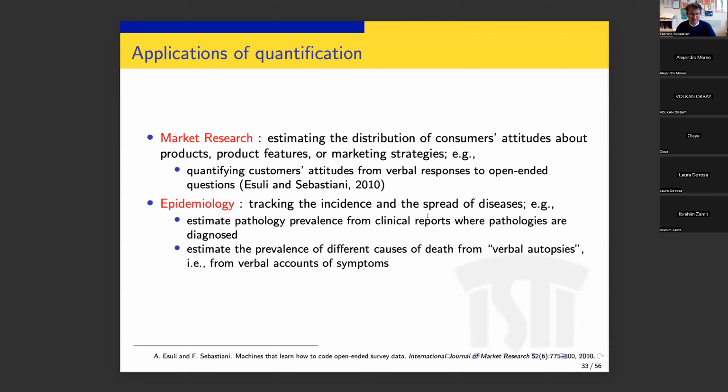Epidemiology, again, as I said, epidemiologists are the only type of medical personnel who are not interested in the individual patients. They want to track the incidence and the spread of diseases, say estimate pathology prevalence from clinical reports where the pathologies are diagnosed. One interesting fact is doing epidemiology by verbal autopsies. A verbal autopsy is a verbal description of the symptoms that a deceased patient had just before dying. If this is a verbal description, it requires classification. If the goal is epidemiology, then it requires quantification.